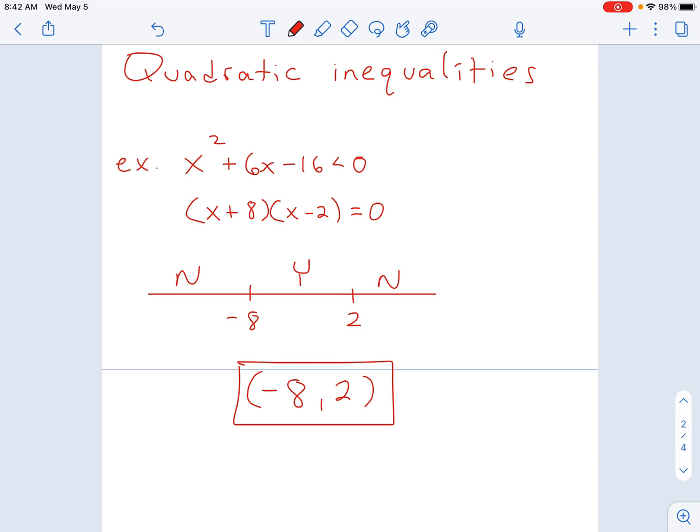Now graphically, what's happening is you have a parabola opening upward. It has x-intercepts at negative 8 and positive 2. It looks something like this. And this is saying, when is it less than 0? Well, it's less than 0 here. And so that's from negative 8 to positive 2. So just to give you a little visual of what's happening graphically. But algebraically is how I'm going to go about solving most of these.